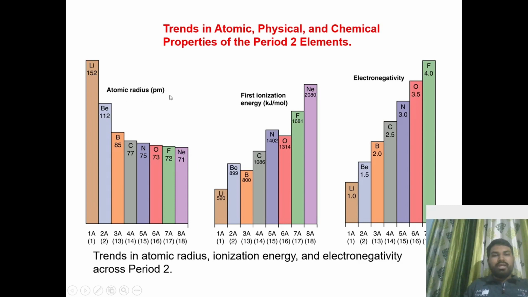These are atomic radius, in picometers. Now atomic radius decreases as we move further across the period. And this is the ionization energy. Ionization energy, as we have seen, increases as we move through the period, and electronegativity also increases.